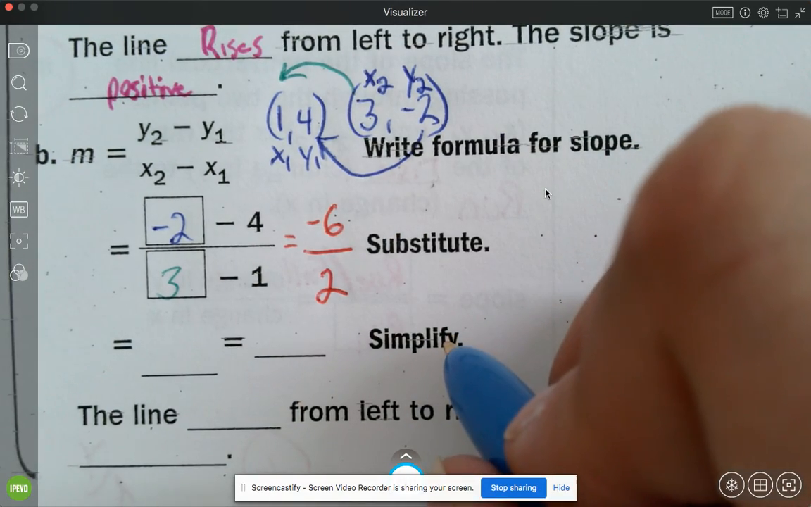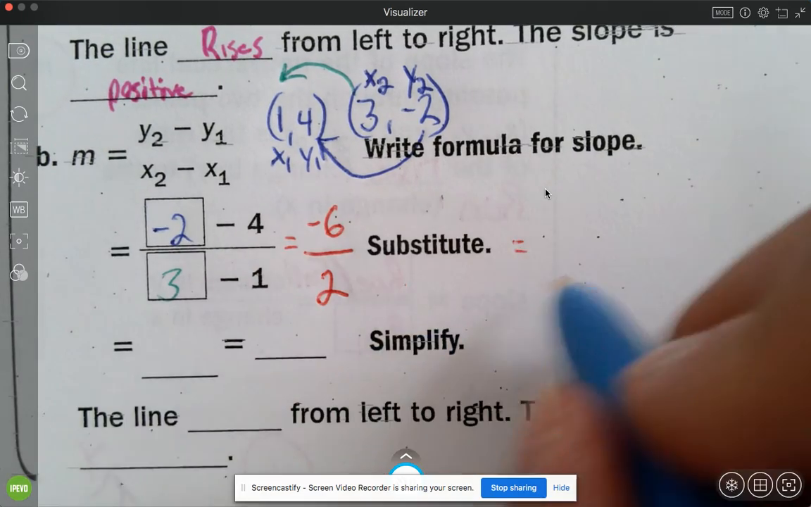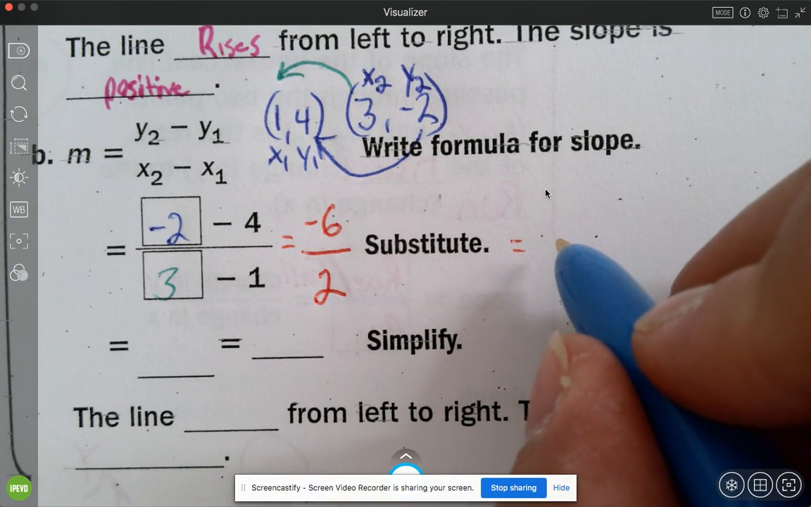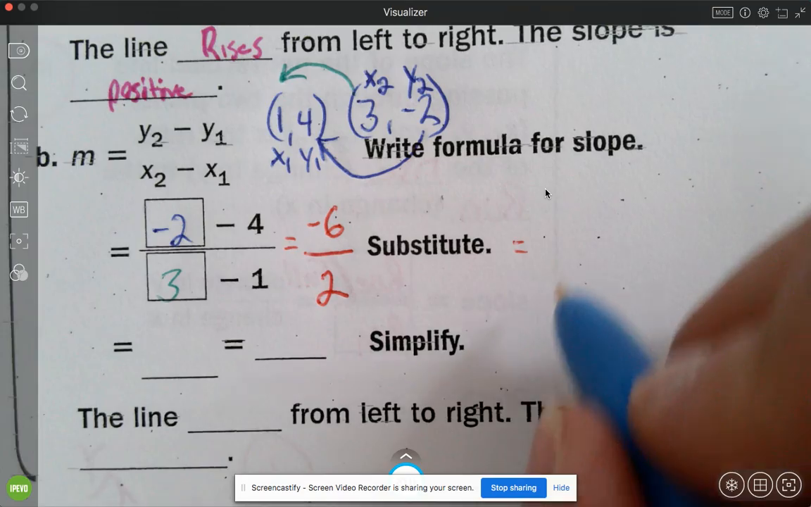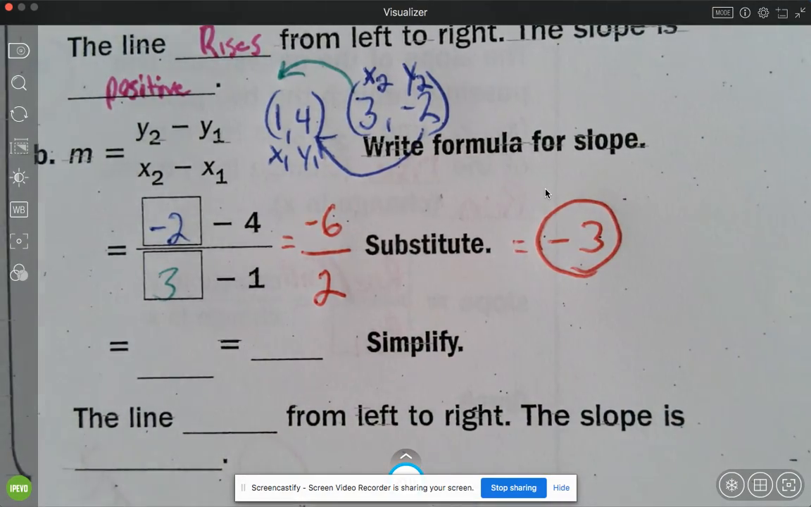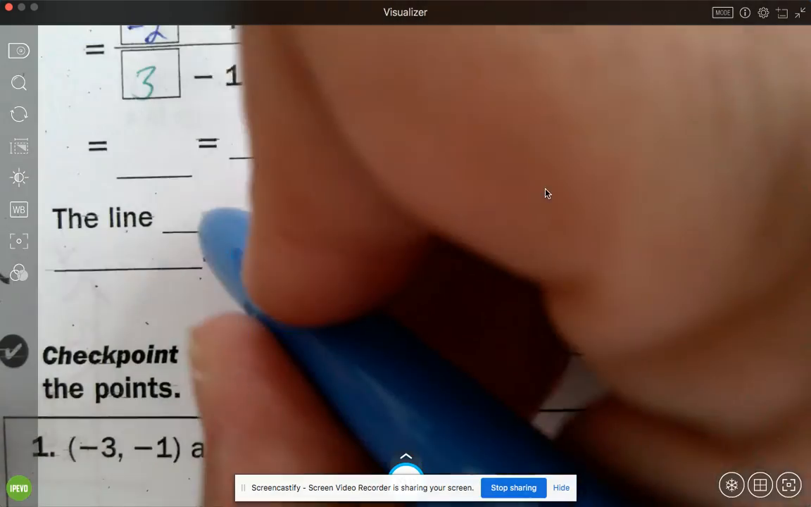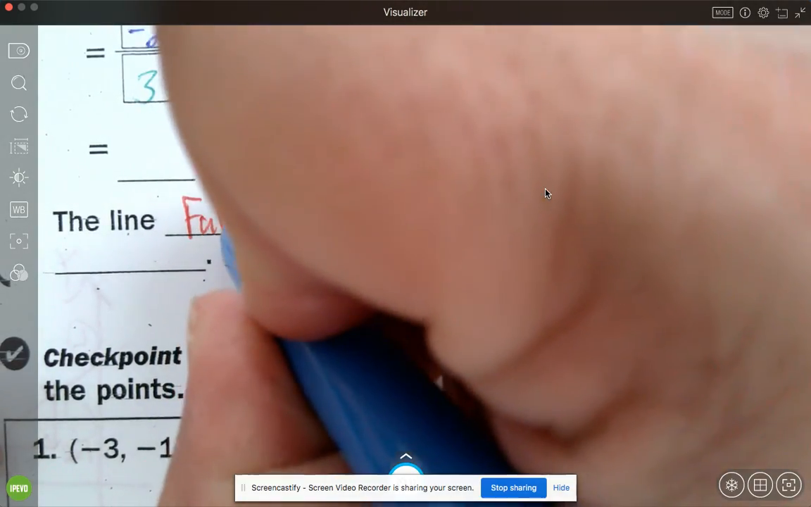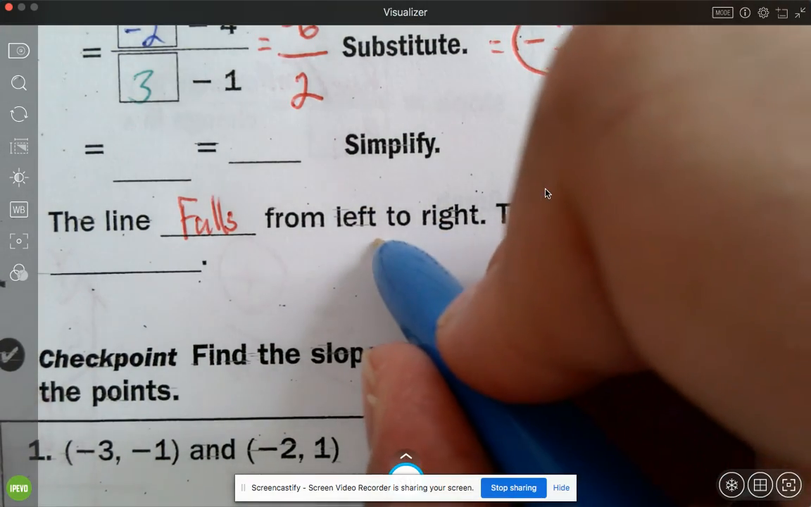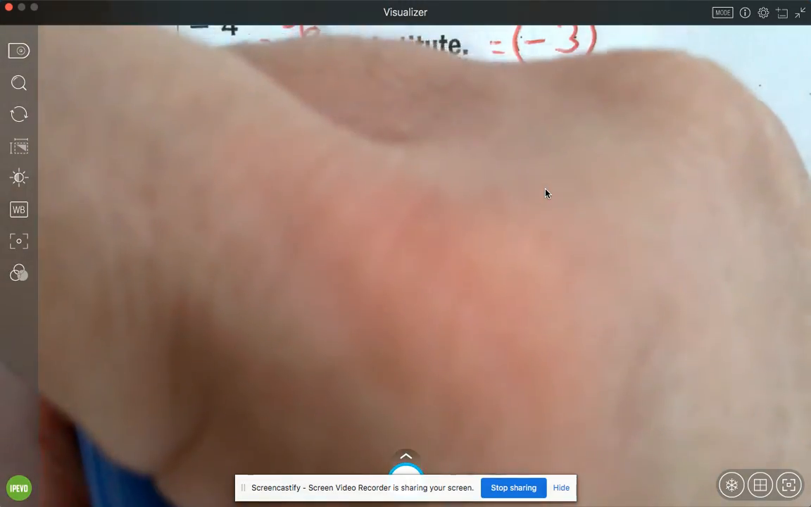And then -6 over 2 simplifies to just, oops, sorry, I had space for it down there. Sorry, I should have put it over here. Let's go with it, -3. So that's your slope. So in this case, the line falls, if you will, from left to right. So it's going in this direction. It's falling from left to right, and the slope is negative.